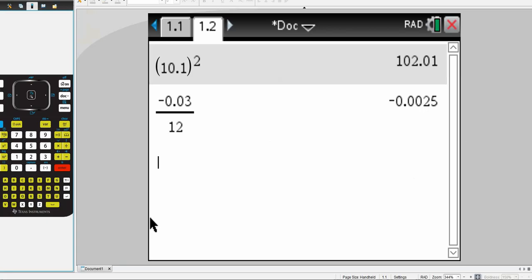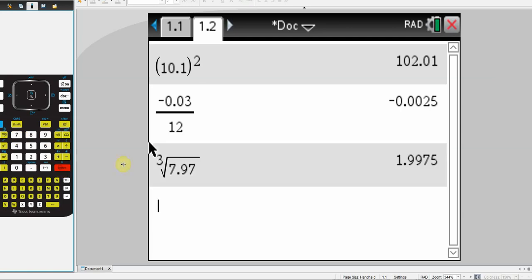So I'm going to take out my CAS, and I'm going to go to the cube root. And I'm going to insert a 3 there. The cube root of 7.97, and it's going to give me 1.9975. Wow, that was a very, very good estimate. Okay.